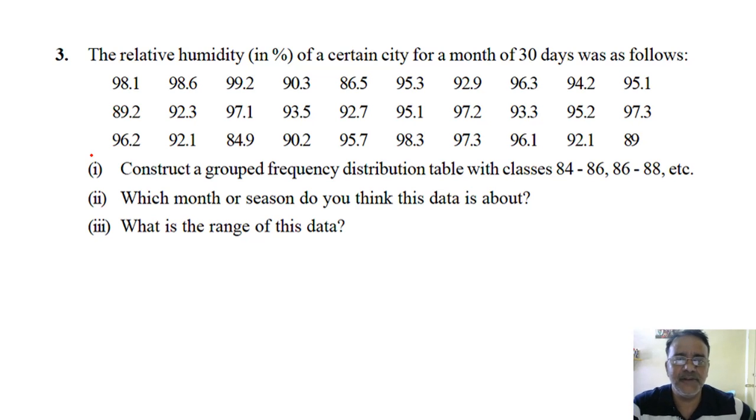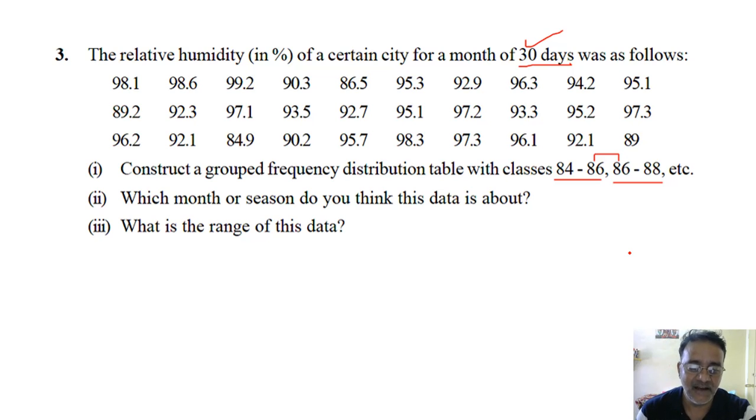The relative humidity in percent of a certain city for a month of 30 days, again the total frequency is given, was as follows. Construct a grouped frequency distribution table with class 84 to 86, 86 to 88. Again see, this is continuous, exclusive form. Which month or season do you think this data is about? What is the range of this data? So range, what is the formula for range? Highest value minus lowest value.